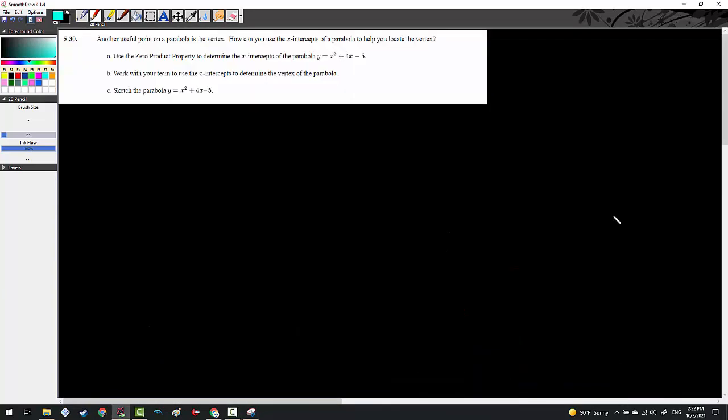And in this next problem here, it says another useful point on the parabola is the vertex. How can you use the x-intercepts of a parabola to locate the vertex? Let's go ahead and do that real quick. So in part A, we're going to use the zero product property again. So instead of y equals x squared plus 4x minus 5, I'm going to get 0 equals x squared plus 4x minus 5.